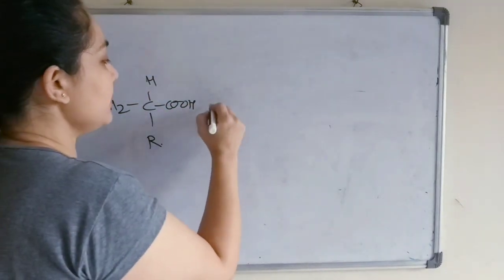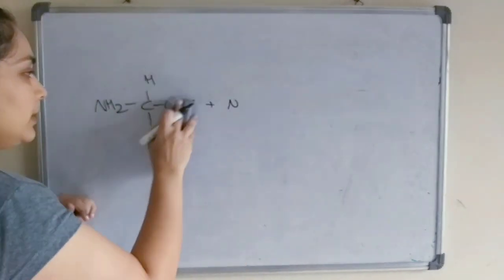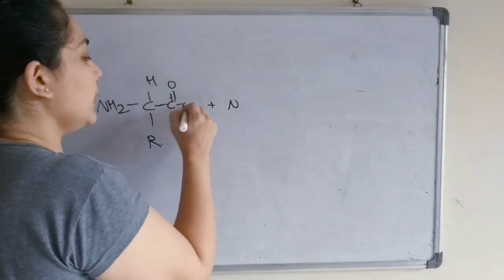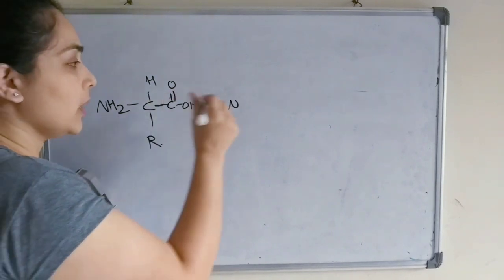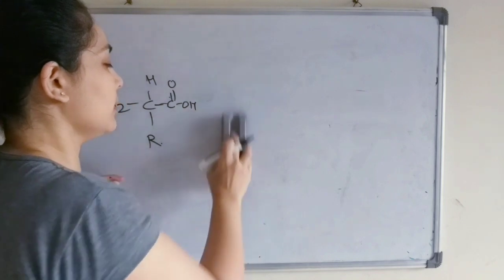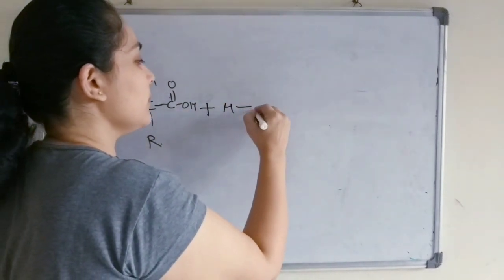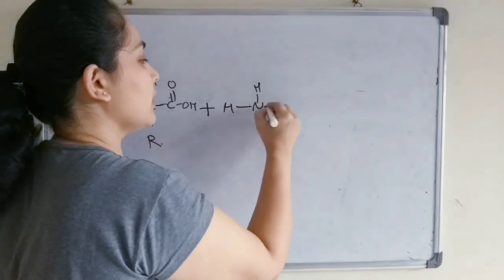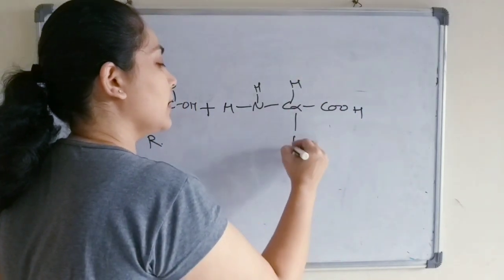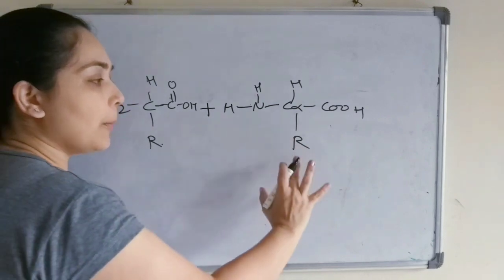This R is variable plus one more. Okay, we will write this as C double bond O and OH, means COOH. Okay, N plus hydrogen, again C alpha, COOH and R. So suppose this is amino acid 1, amino acid 2.